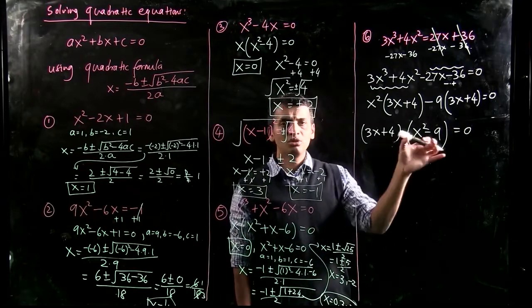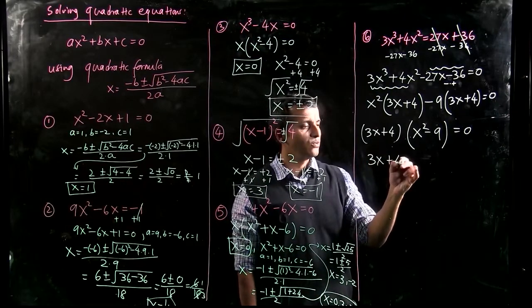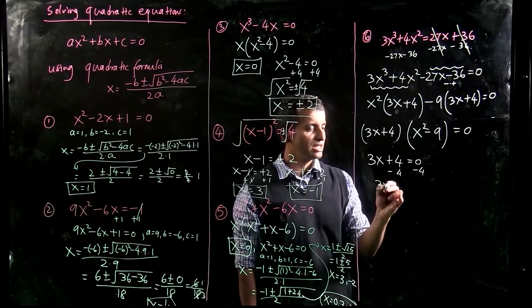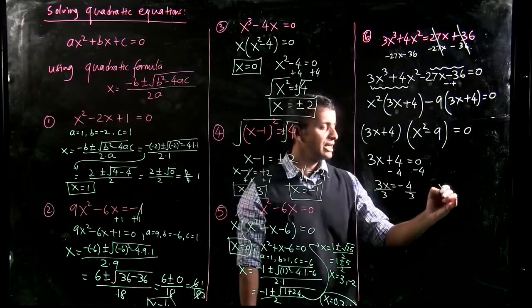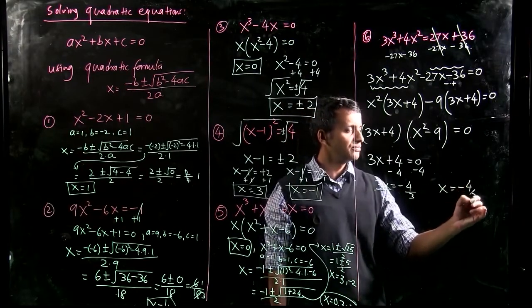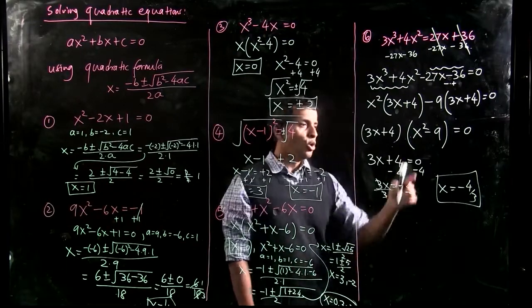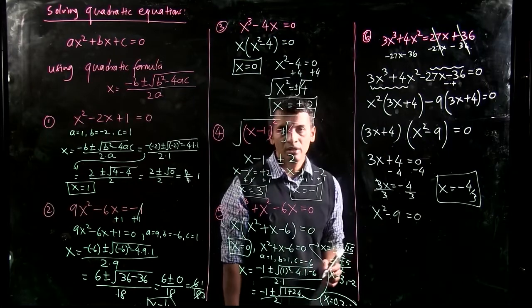Since the product of these two expressions is 0, either the first one is 0, 3x plus 4 equals 0, and subtract 4, you get 3x equals negative 4, and divide by 3. You get x equals negative 4/3. This is one solution. Or the second one must be 0. X squared minus 9 equals 0.